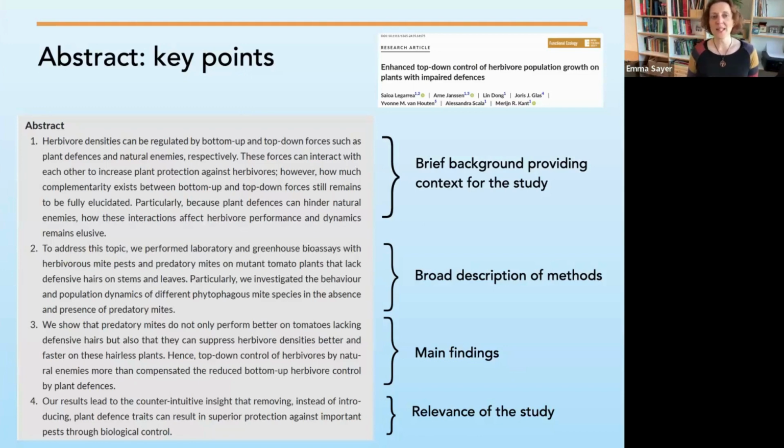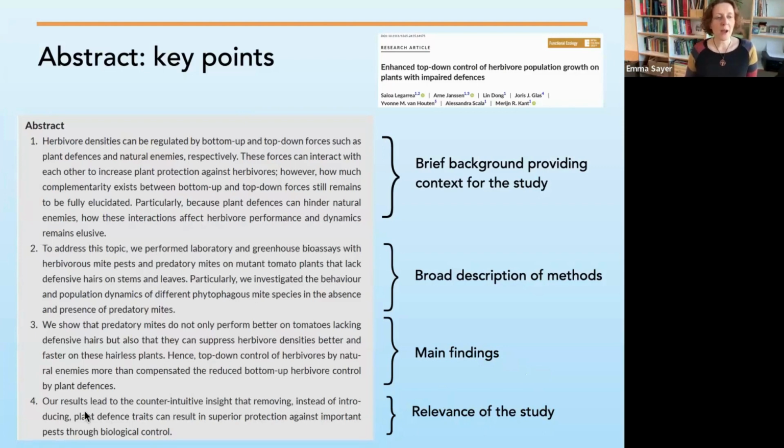So here you can see in this example from Functional Ecology, four paragraphs in the abstract, and they really are the key points. So a very brief background that provides the context and shows the knowledge gap that the study is going to address. Then a very broad description of the methods. So here, laboratory and greenhouse bioassays, which plants, which organisms, but that's as much detail as is really needed. The main results of the study, and then at the end, the relevance.